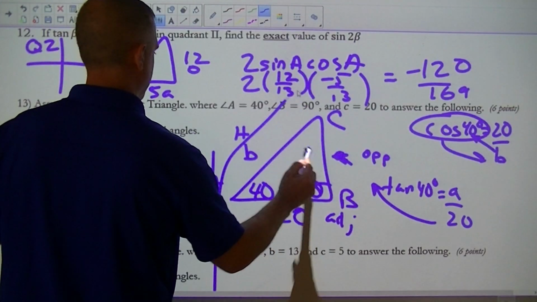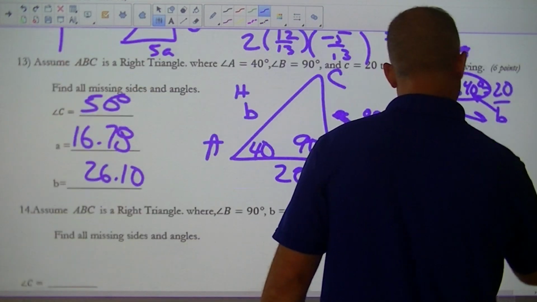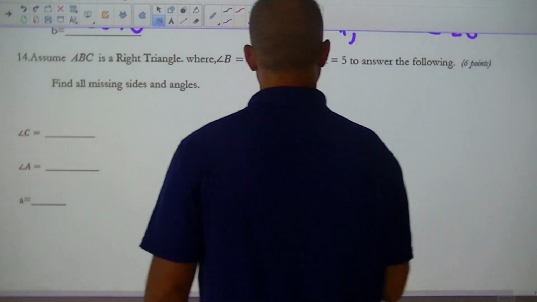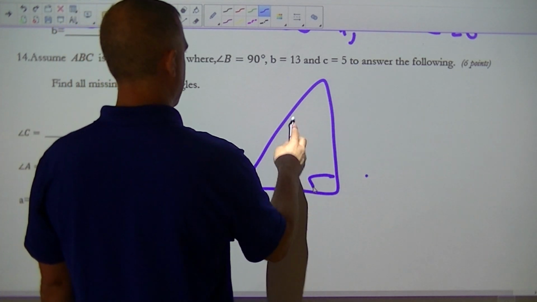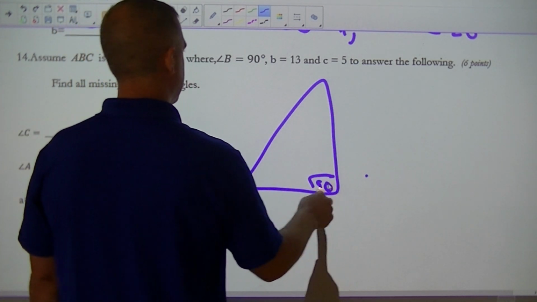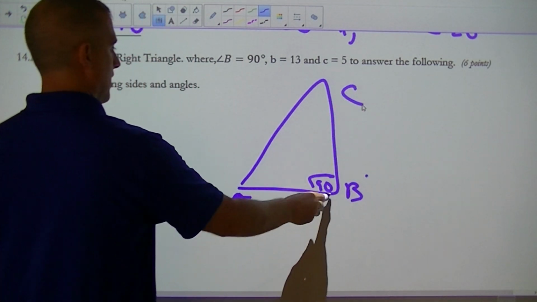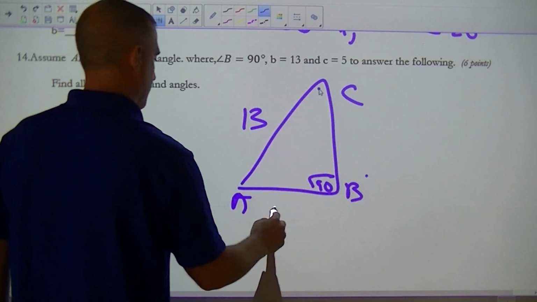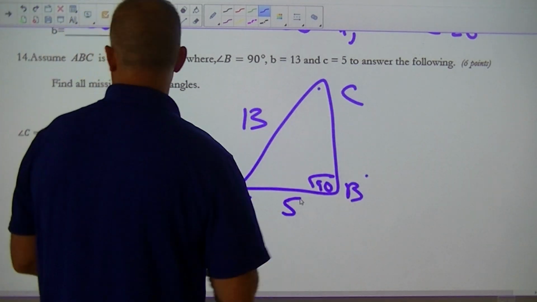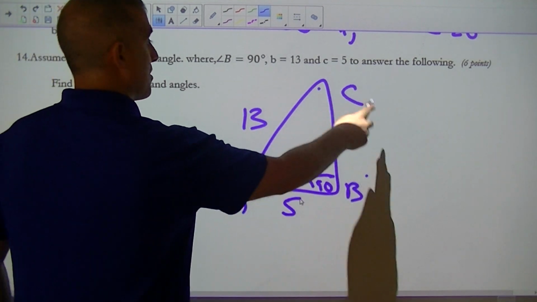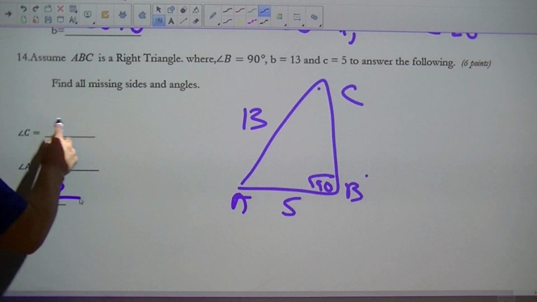So I got, this is B, this is A, this is C. Little b is 13, little c is 5. The easiest thing to find first is little a. I can do Pythagorean Theorem or know the triples, and I know that that's 12.